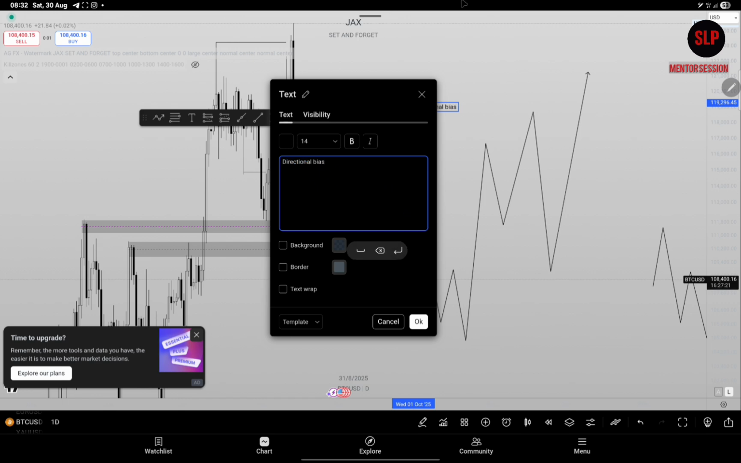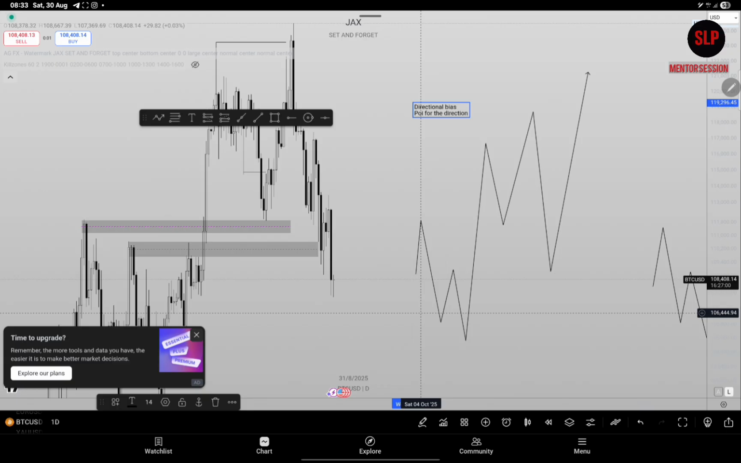Directional bias. We have directional bias as the next one, and the next one we're going to be talking about is point of interest for the direction. POI for the direction, that's the next stuff we're talking about. Directional bias is all about whether price is on an uptrend or on a downtrend. So they are kind of the same thing.